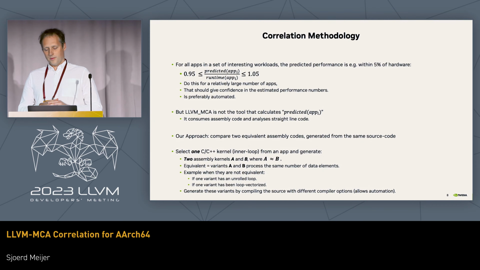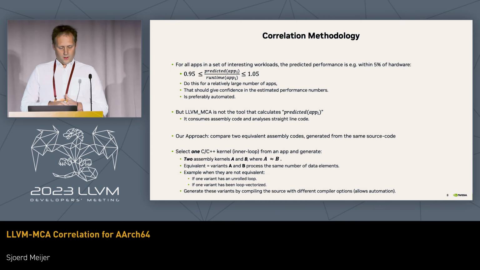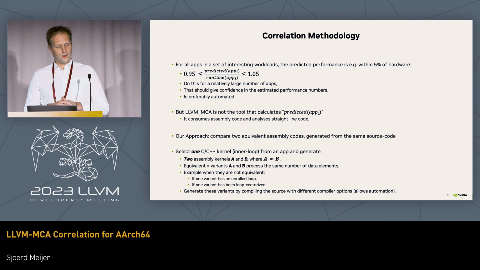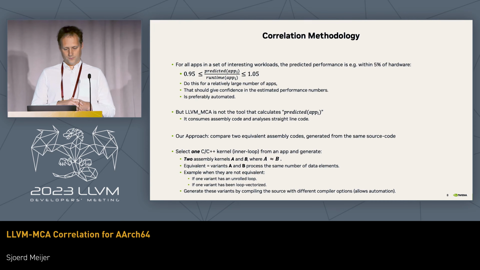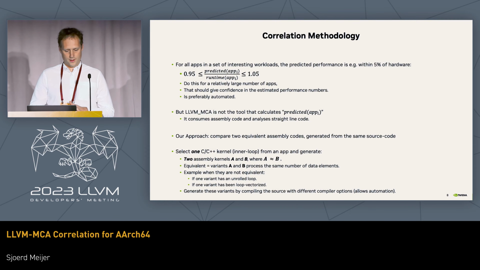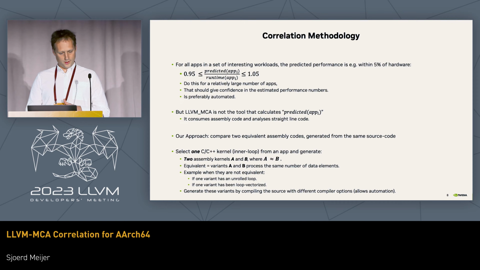The problem is that LLVM-MCA does not calculate the predicted runtime of an app, as I showed you. It basically consumes straight line assembly code and that's it. So we need to do something else. And so our approach is going to be different. Our approach is that we compare two equivalent assembly codes, and equivalent is going to be important. What we want is these two equivalent assembly codes to be generated from the same source. So we take one C++ kernel, typically an inner loop, and then we generate two assembly kernels, A and B, where A and B are equivalent.